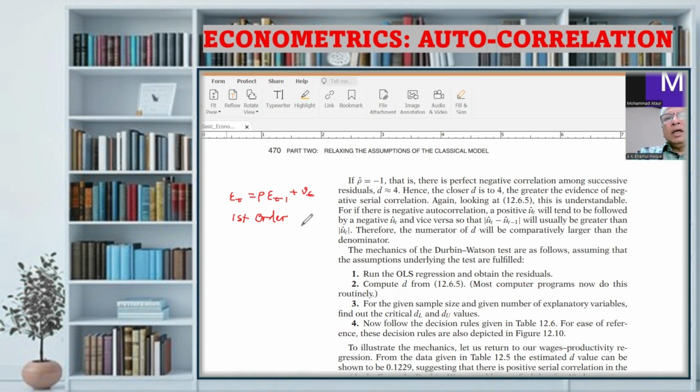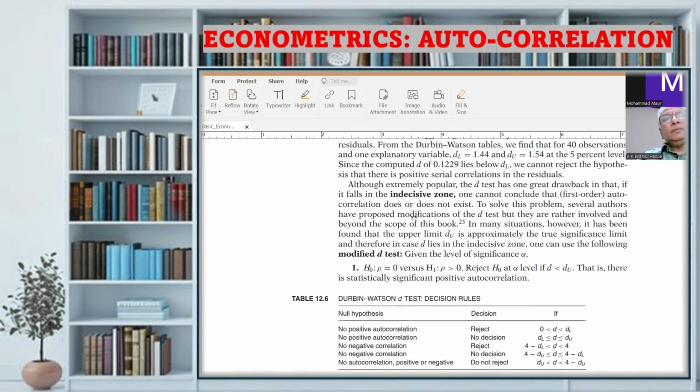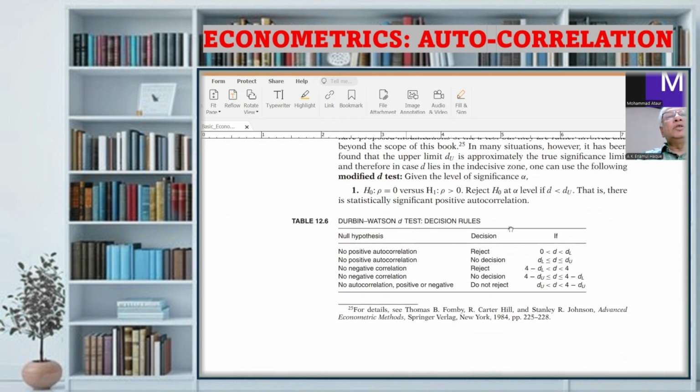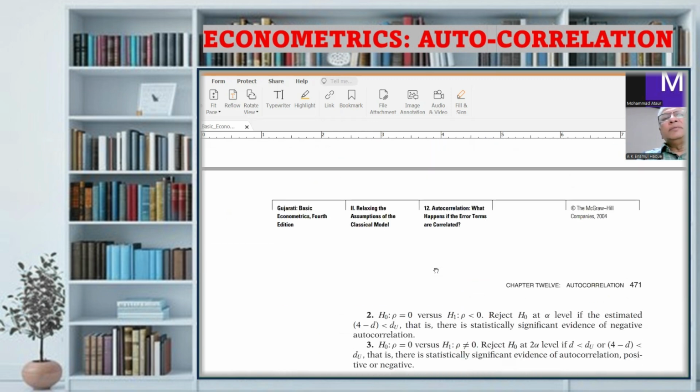Not a bad idea, because the majority of our data is first order autocorrelated. So remember, in economics it is not a big problem. But in many cases, sometimes it's not first order autocorrelation. That's also a problem. But for the majority of the data, it is first order autocorrelation. So remember this. This table is important to check to understand.